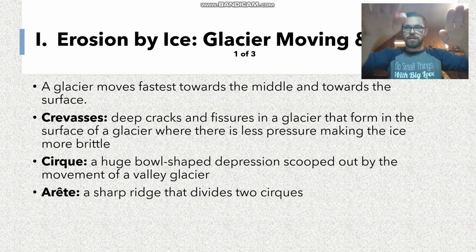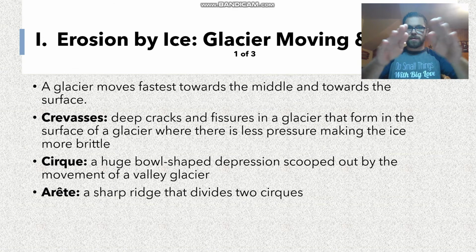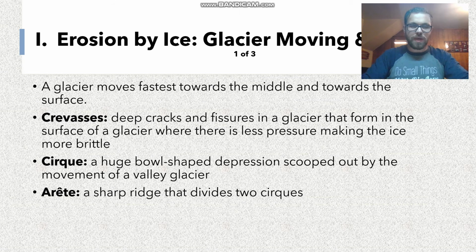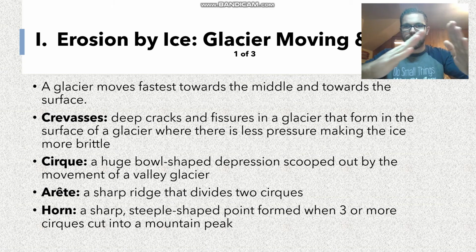And an arete, actually, is a sharp ridge that divides two cirques. So let's say you have a glacier going down a mountain here, a glacier down a mountain here, then in the middle here you have a sharp ridge. That would be an arete.